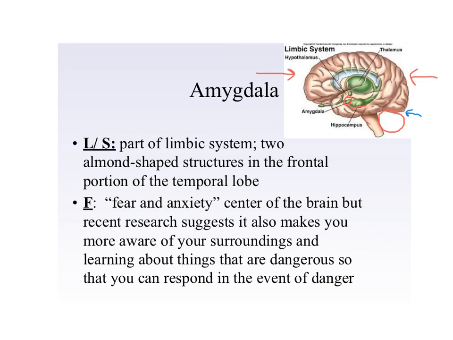So, of course, we already said it's part of the limbic system. There are two of the amygdala. So there's one here, on the left side, and there'll also be another one on the other side, the right side of the brain. And of course, its function: fear, anxiety, anger, center of the brain. Here it also says that research suggests it makes you more aware of your surroundings and helps you avoid things that are dangerous. So it's the real primitive part of your brain, like your instincts, like, whoa, something is wrong here. That's basically what the amygdala does, something that helps you respond in the event of danger.